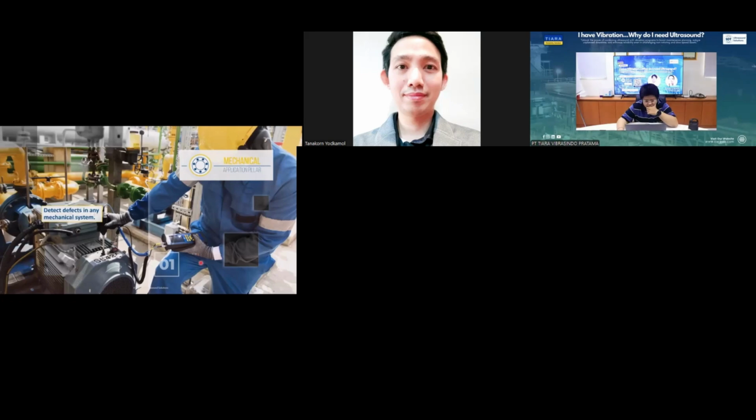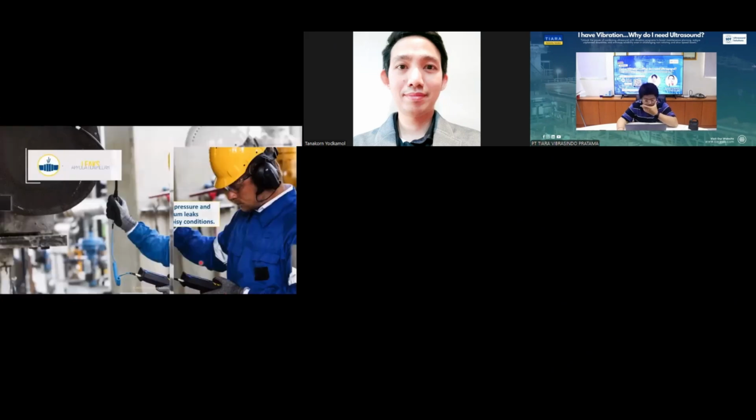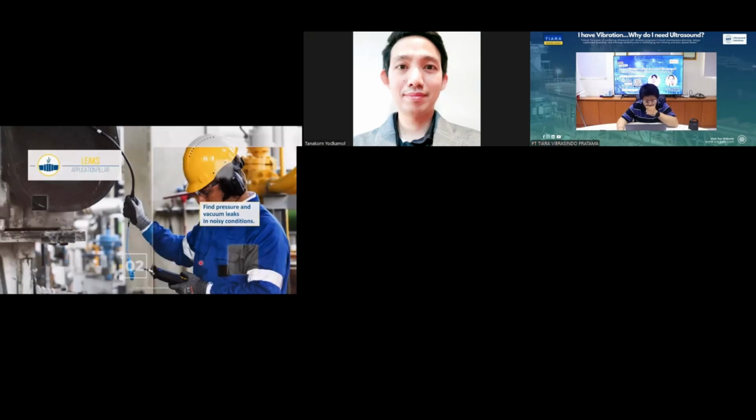The second application is the leak application. Ultrasound technology can use the airborne sensor to find vacuum leaks or pressure leaks. When you go to the field and use the ultrasound detector to measure the sound from your asset, but the environment is very noisy, you don't care about it, because if you can hear it with your ear, that means it's an audible sound. It's not ultrasound. Ultrasound is sound with a frequency above 20 kilohertz, so humans cannot hear it. Our device detects just the ultrasound frequency, not the audible sound frequency.